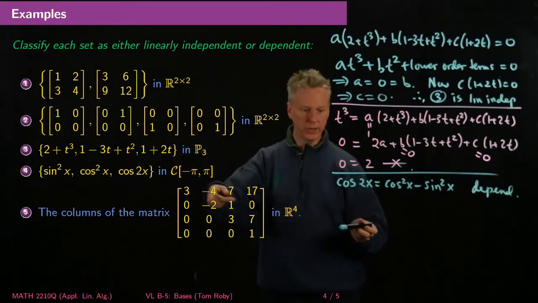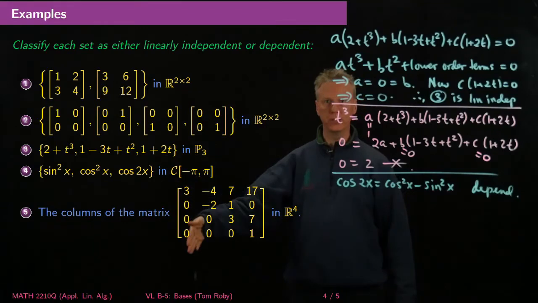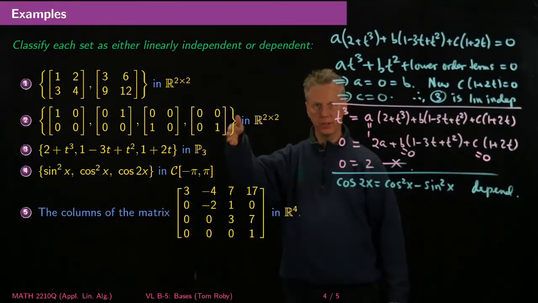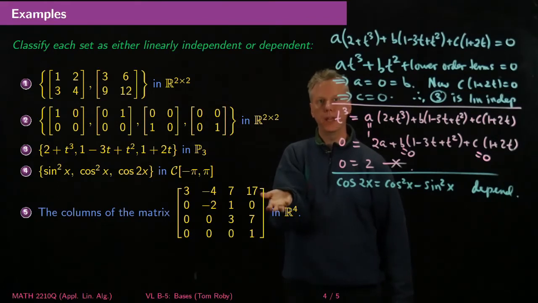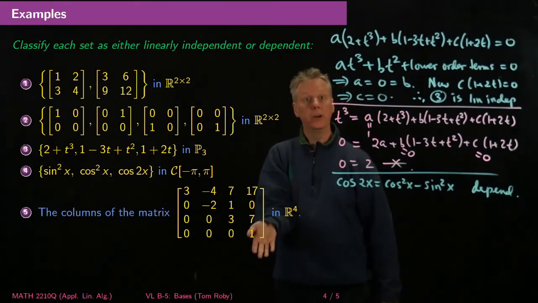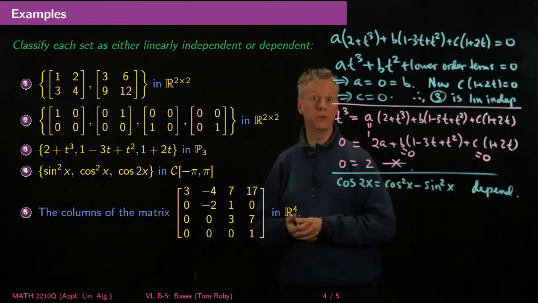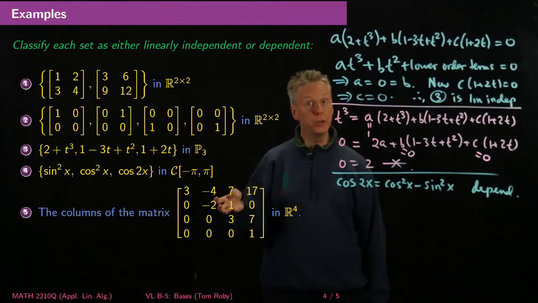And now finally, let's look at the columns of this matrix here. We've got the columns of the matrix, 3, 0, 0, 0, minus 4, minus 2, 0, 0, and so on. They're in R to the 4. What can we say? Well, here's where you want to use the power of the invertible matrix theorem. So this matrix is clearly invertible. Do you see why?